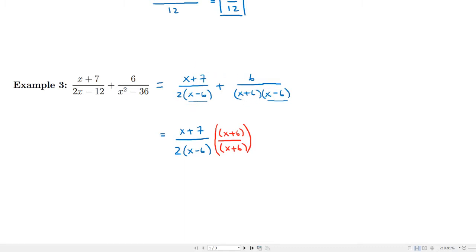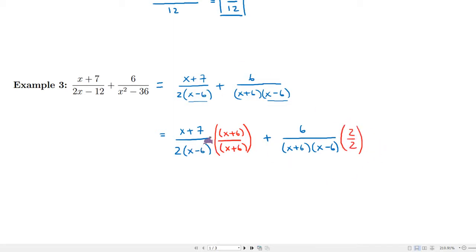Now let's ask ourselves the same question with the other fraction. So over here we have 6/((x + 6)(x - 6)). And now at this point, what does this denominator have that this one does not have? Well, it's actually just missing this 2 here. So we're going to multiply by 2/2. Okay, so 2/2.